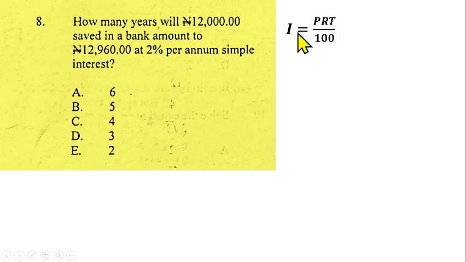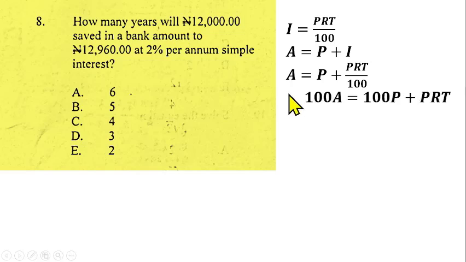So we know that simple interest is PRT over 100, where P is the principal, R is rate, T is time. Then we know that we are given the amount after the time. Amount is principal plus interest, and this interest is a simple interest, which is PRT over 100. From there, our aim is to find T, so we can rearrange the formula. Firstly, you can multiply through by 100 to clear the denominator. So if you multiply through by 100, then we have 100A equals 100P plus PRT.